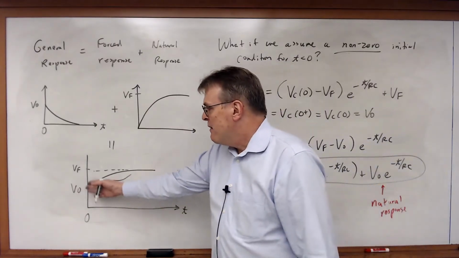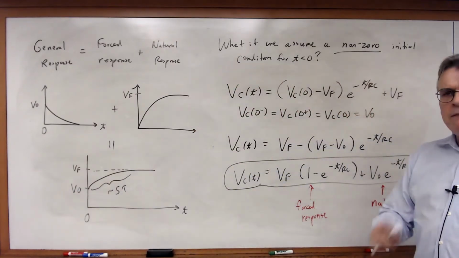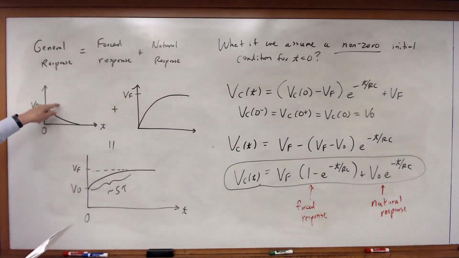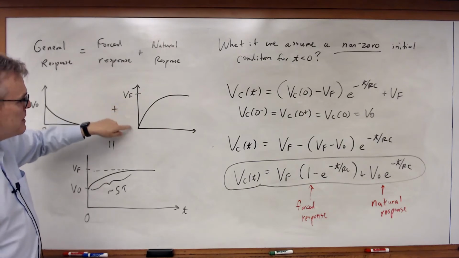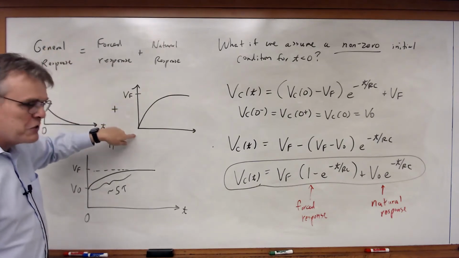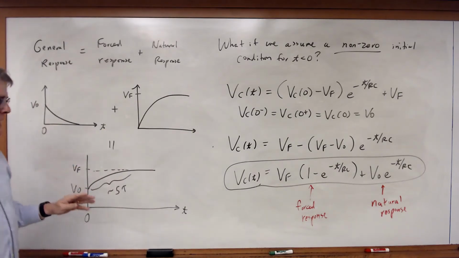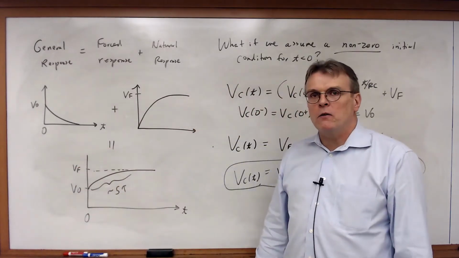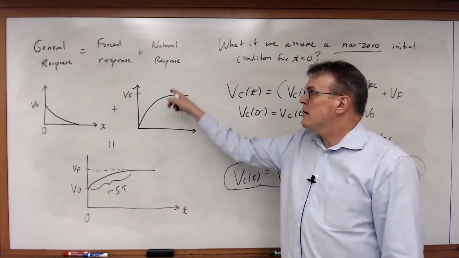Now notice that the initial and the final condition can be any values we want. In fact, if you think about it, a natural response is nothing more than the general response with a 0 final value. A final response is nothing more than the general response with a 0 initial condition. So really, they're all part of the same thing. And all I'm doing here is saying, hey, I can make the initial and the final condition anything I want. They can be 0 or non-zero, and I can now solve.